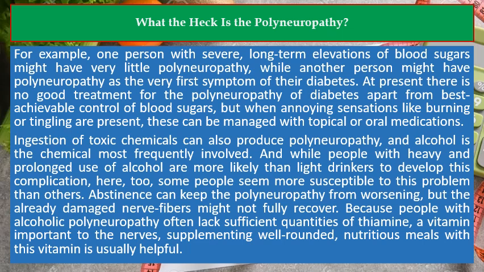Abstinence can keep the polyneuropathy from worsening, but the already damaged nerve fibers might not fully recover. Because people with alcoholic polyneuropathy often lack sufficient quantities of thiamine, a vitamin important to the nerves, supplementing well-rounded, nutritious meals with this vitamin is usually helpful.